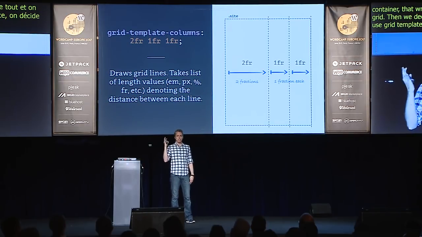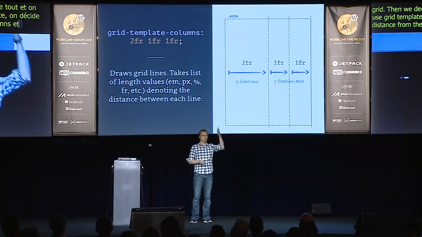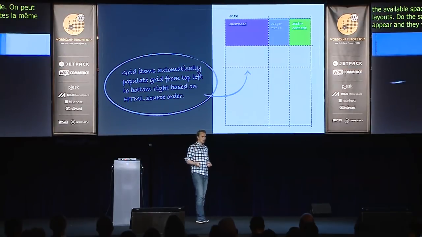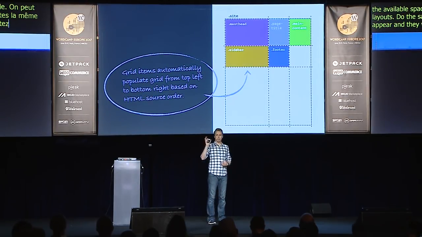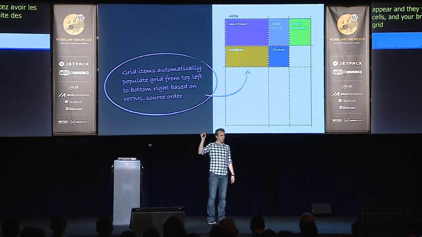We do that using grid template columns and grid template rows. Here we say the distance from the edge of the grid to the first line is the first value. Then the distance to the next one is the next value, and so on. So you're declaring the width between each of the lines, and then another line is drawn. This comes with new features like the FR, or fraction value, that allows you to say, take one fraction of the available space, and then put a line there. So you can make truly dynamic layouts. Do the same with rows. You just declare a list of where you want the rows to appear, and they will appear automatically. Once you've drawn rows, you have cells, and your browser automatically places all the direct descendants of the grid element in those cells, from the top left to the bottom right.